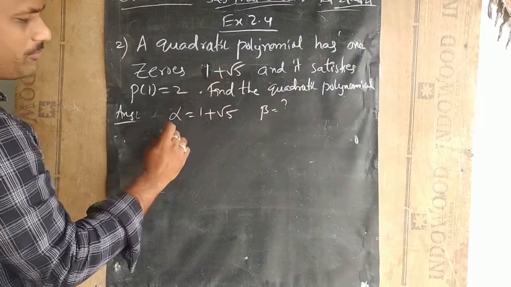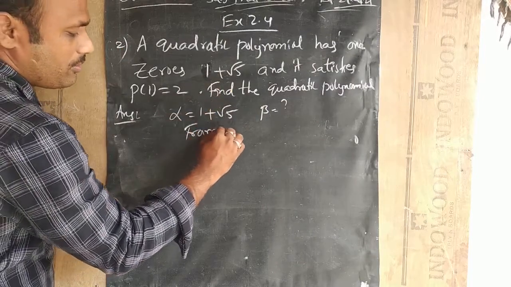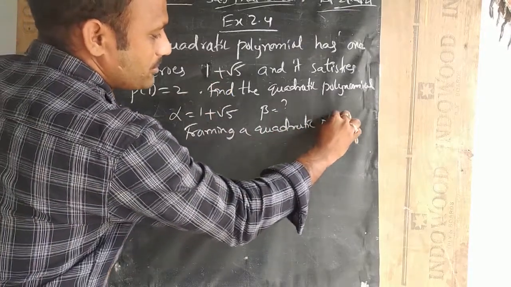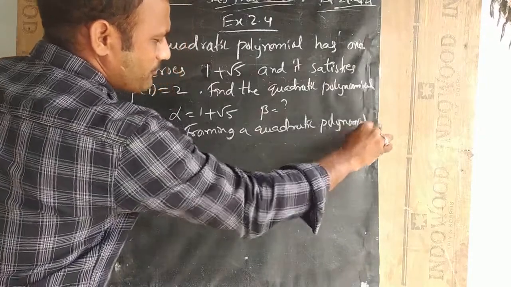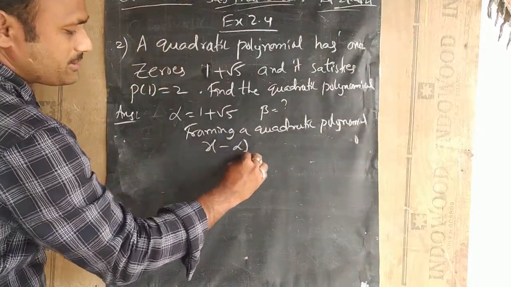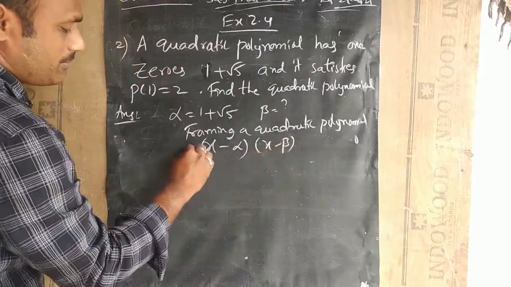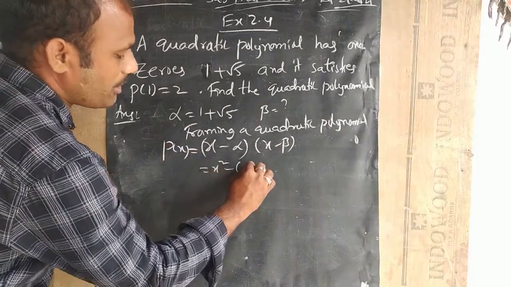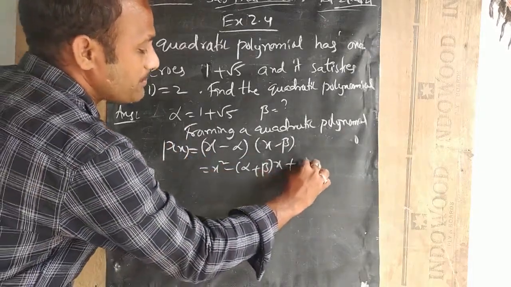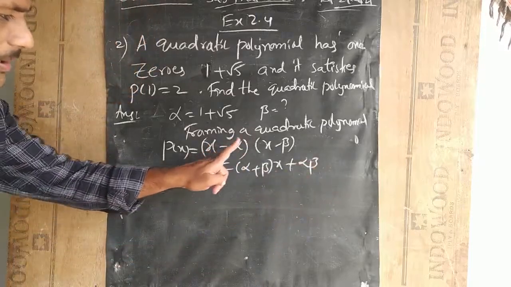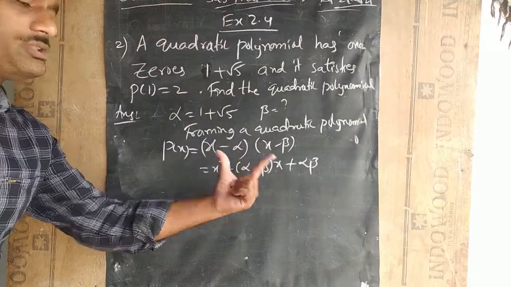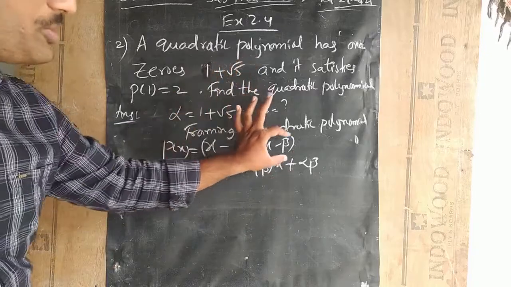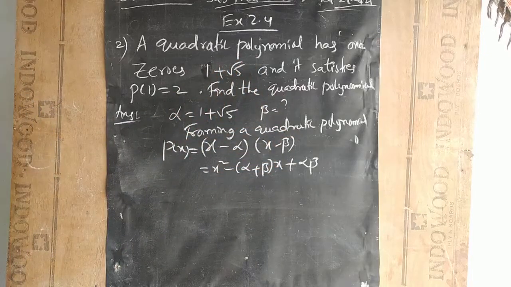So we know the formula for framing a quadratic polynomial. What is the formula we have? p of x is equal to x minus alpha into x minus beta. Previously I have said this formula, x square minus alpha plus beta into x plus alpha beta. Both are same. If you multiply these two, you are going to get this. So we can remember this or this, no issues. But for framing the quadratic, you have to multiply that. Since here one root is not given, I am using this formula.